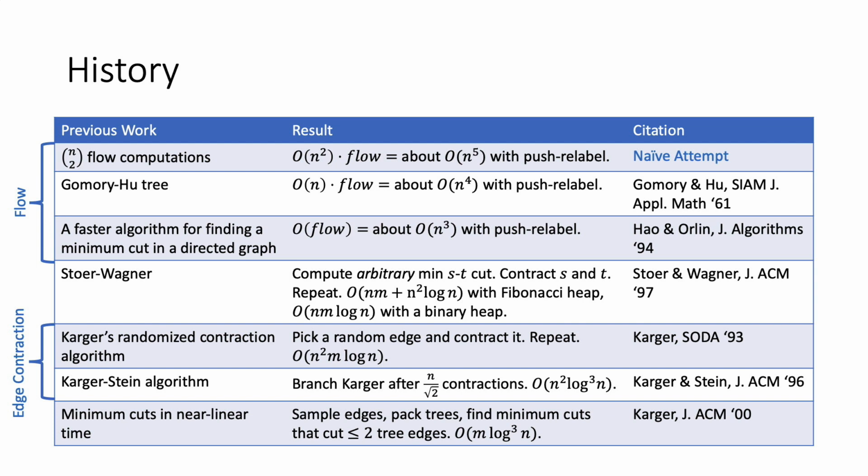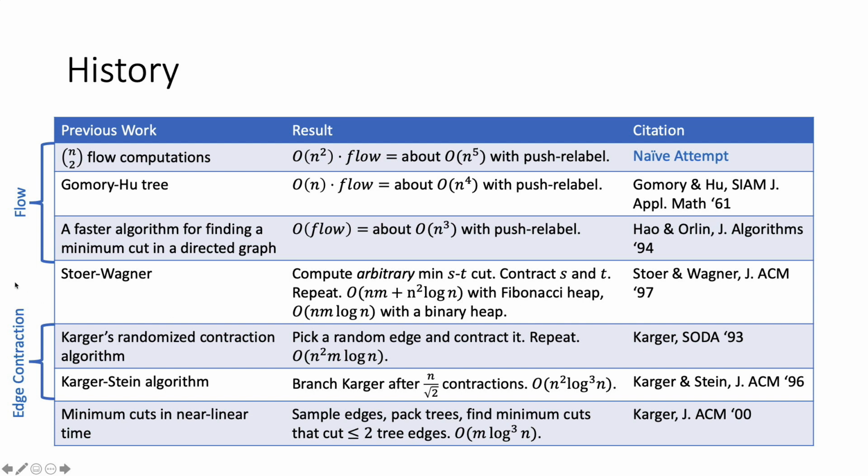All right, this talk is based on simple minimum cut algorithms. We should think of other simple minimum cut algorithms, one of which is the Stoer-Wagner algorithm. This algorithm computes an arbitrary min s-t cut, contracts the vertices s and t, and repeats. By computing an arbitrary min s-t cut rather than a specific one, you can do so a little faster, and you get complexity nm plus n squared log n with a Fibonacci heap, or nm log n with a binary heap.